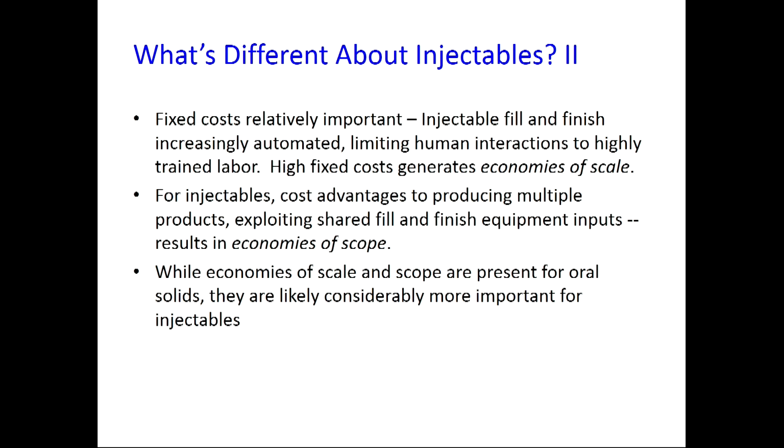What's also different about injectables, as I pointed out, is that fixed costs are extremely important. Injectable fill and finish is increasingly automated. It limits human interactions to highly trained labor, and so that generates economies of scale. But for injectables, there's also a lot of cost advantages to producing multiple products. If you're filling syringes, you can fill syringes with many different things. And so there's also what's called economies of scope. And while economies of scale and scope are present for oral drugs, they're much more pronounced for injectables.